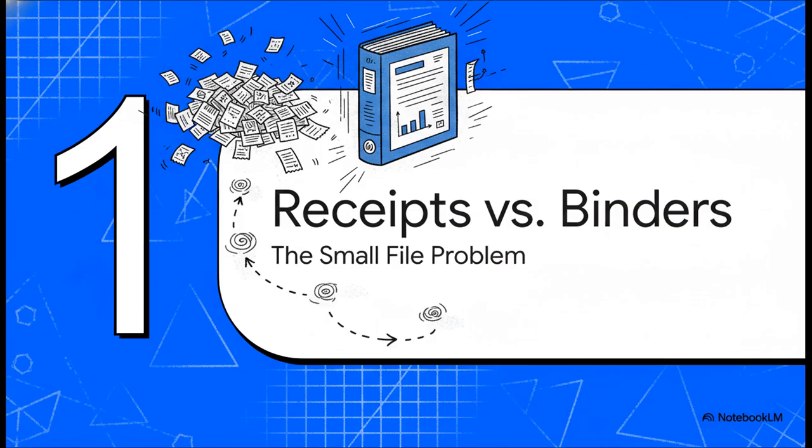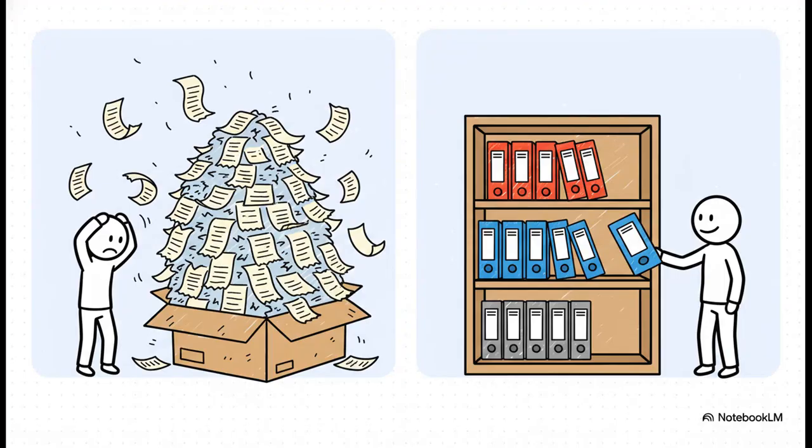Okay, so to really get what's going on under the hood when your query's slow to a crawl, let's start with a really powerful metaphor. Picture this. On the left, you've got this chaotic mountain of thousands of little paper receipts. Now, imagine your boss asks you to find every single purchase made on a Tuesday. You'd have to pick up, read, and put down every single receipt. It would take forever. That's your data lake when it's fragmented into tiny files.